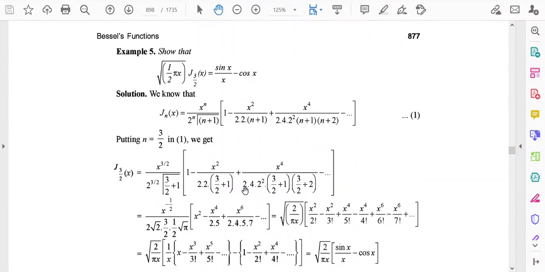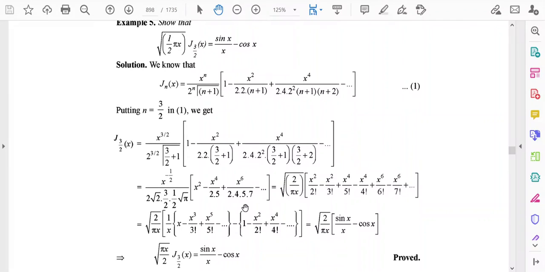Now we will show the expression for J 3 by 2 of x. We proceed like the previous example. At first we write the expression for Jn(x), equation number 1. Then we put n equal to 3 by 2 in place of n. Now in the third bracket we obtain x square minus x to the power 4 by 2 into 5 plus x to the power 6 by 2, 4, 5, 7, and so on.